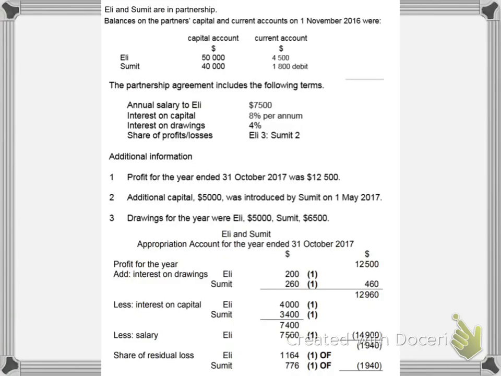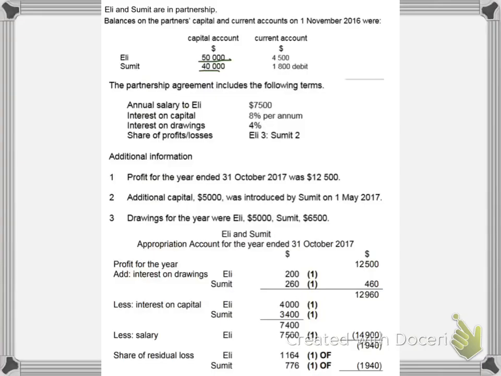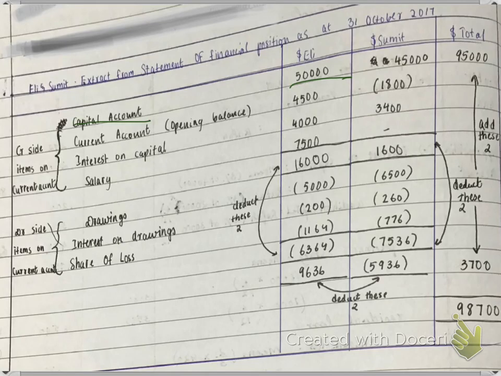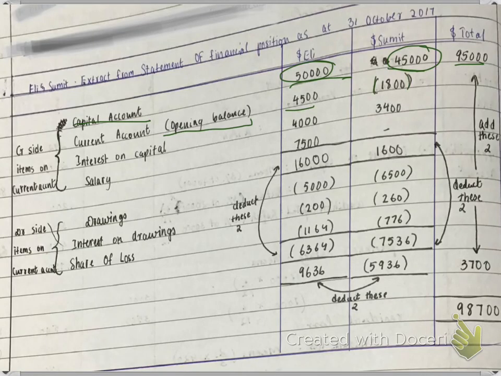So in the capital account, 50,000 is for Eli and Sumit is 40,000. We record that. But then for Sumit, he also has an additional capital of 5,000. So we add 40,000 to the 5,000 and we get 45,000. Then we add these two values and we get 95,000. After that, we need to record the current account information. First we will record the opening balance of the current account, and it is 4,500 and 1,800. So 4,500 for Eli, and for Sumit it says 1,800 debit. Now if it says debit, then we put this amount in brackets, which means it will become a negative value. So this is negative 1,800.